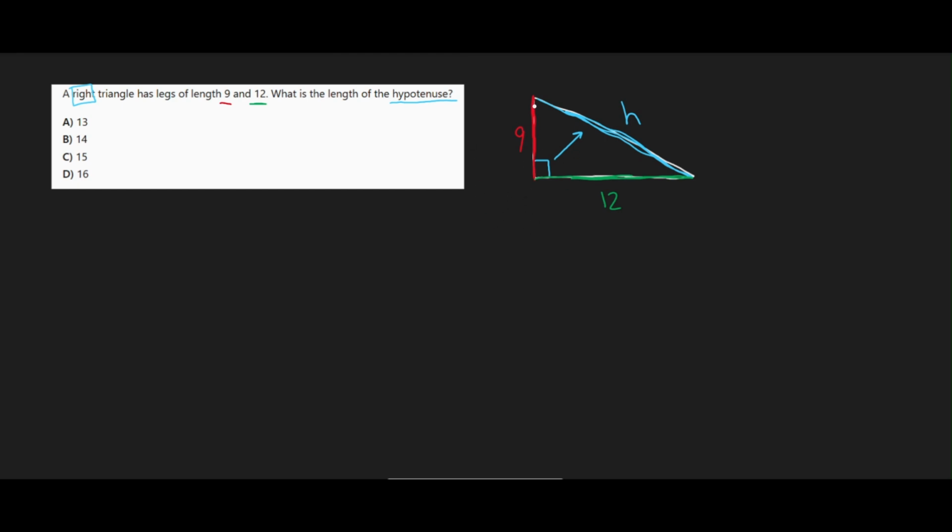The formula for the Pythagorean theorem, which I will write right here, tells us that a squared plus b squared is equal to c squared. Now, what does this mean? Well, a and b are the legs of the right triangle, and c is the hypotenuse. So we just have to input these values, and we will get c.